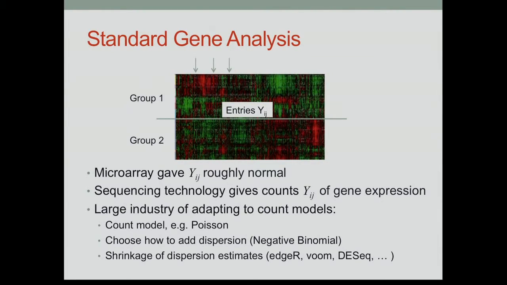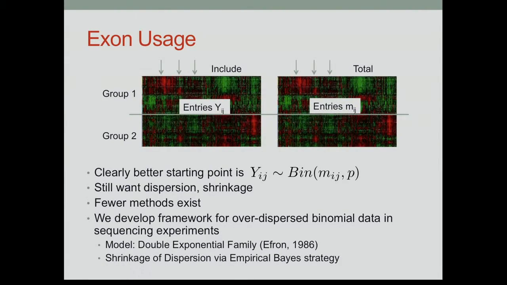EdgeR, VOOM, DESeq are big ones, but there's probably 20 or 30 different proposed methods that basically do the same strategy in different ways. So just going back to the exon usage, what we're looking for is to be able to have a similarly mature type of analysis for this particular setting. And what is different? Well, we have two sets of counts, if you like. We have the counts that include and the counts that exclude. Or we could rewrite this as the number that include versus the total, and what we're looking at is the fraction.